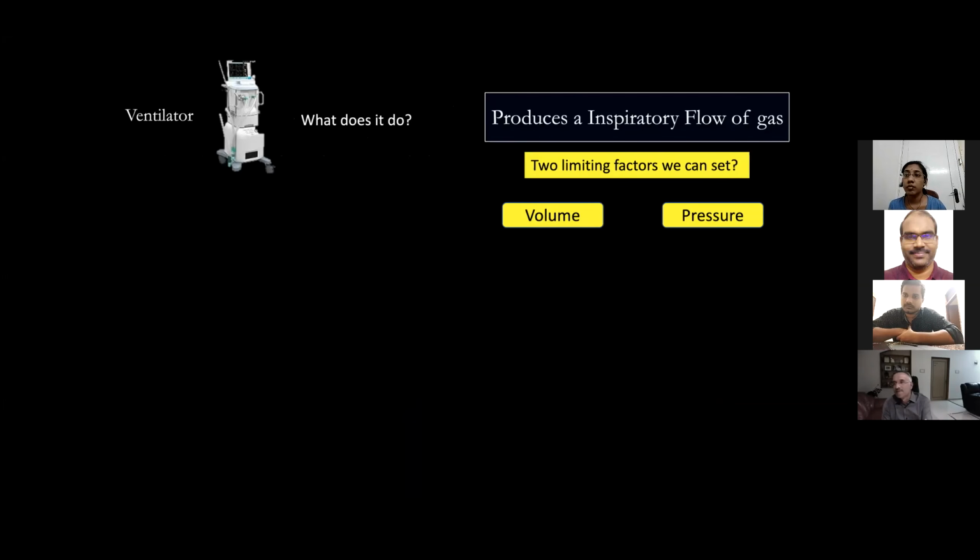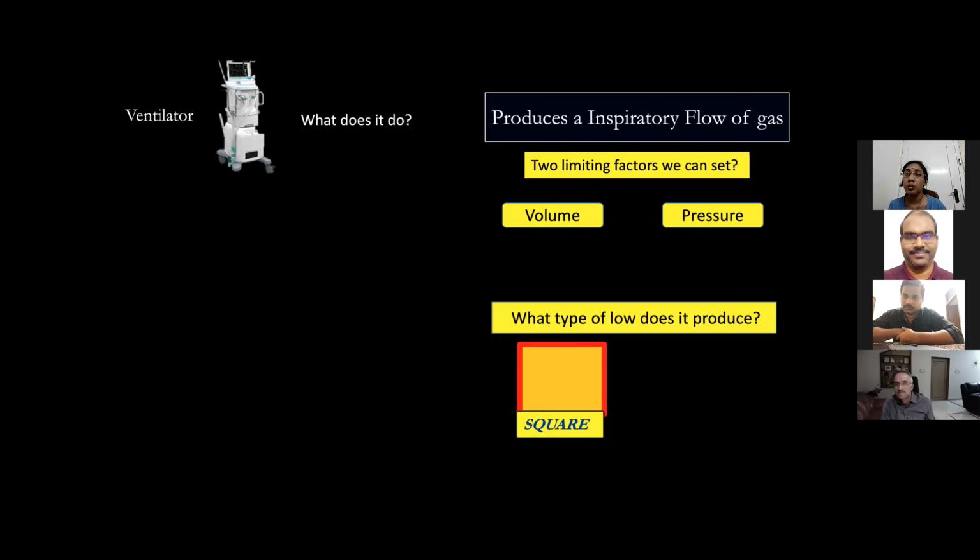So what does a ventilator do? What is the only thing a ventilator does? It generates an inspiratory flow of gases. What are the two limits the flow can be set to? Either volume or pressure. What are the five modes a ventilator can produce? Volume control mode, pressure control mode, volume assist mode, pressure assist mode, and pressure support ventilation. What are the two types of flows it produces? Either constant flow, which is provided in volume control mode, or a decelerating flow, which is provided in pressure control mode.